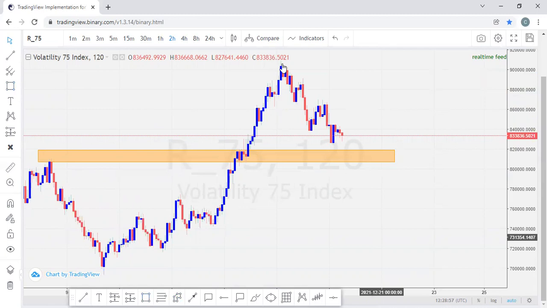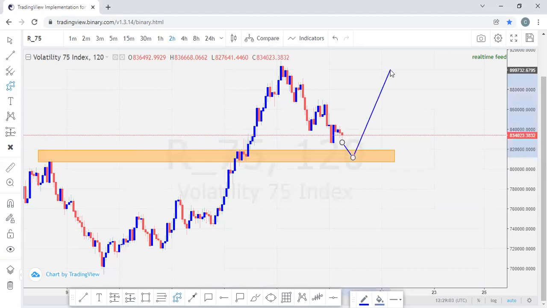And where will our TP be? Our TP will be up here. So we can simply mark this way, and then we're taking the profit here. So this is what we're looking at, right? For short term, we're looking at the sell into this zone, and then the buy all the way up here, right? So that is it about Volatility 75.